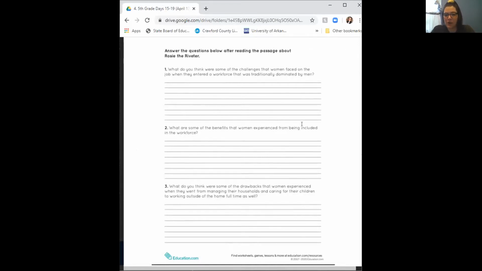Question number 2, what are some of the benefits that women experienced from being included in the workforce? So for the first answer on question number 1, you're going to list the challenges they had. For the answer to question number 2, you're going to list the benefits that they had being included in the workforce.